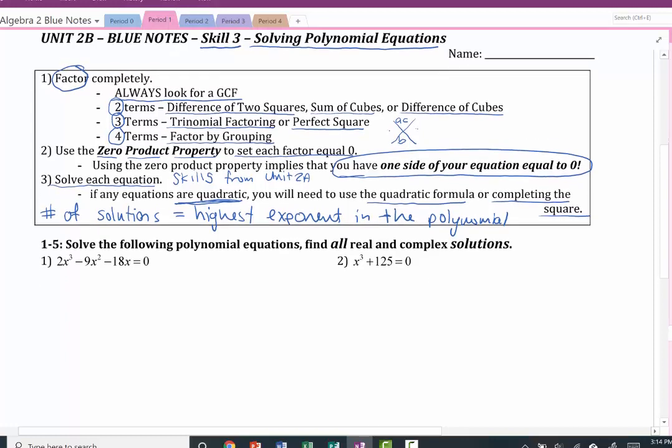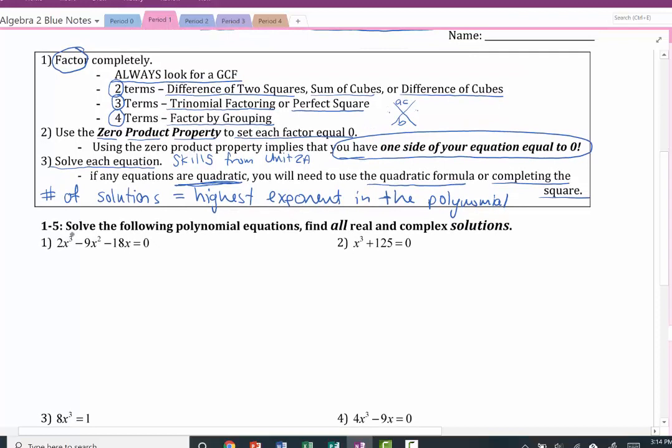So let's go ahead and start with number 1. So notice the highest exponent in number 1 is 3. So what that tells me is this equation is going to have 3 solutions.